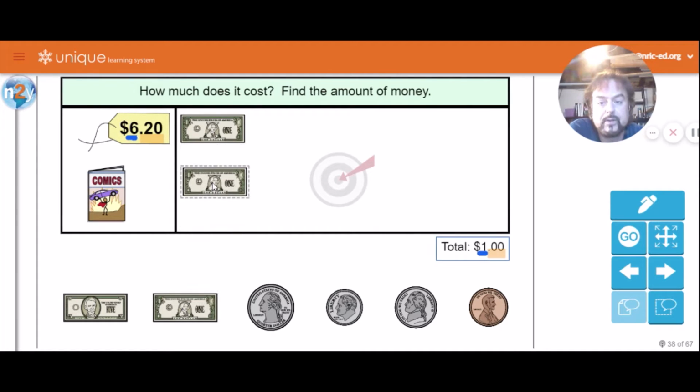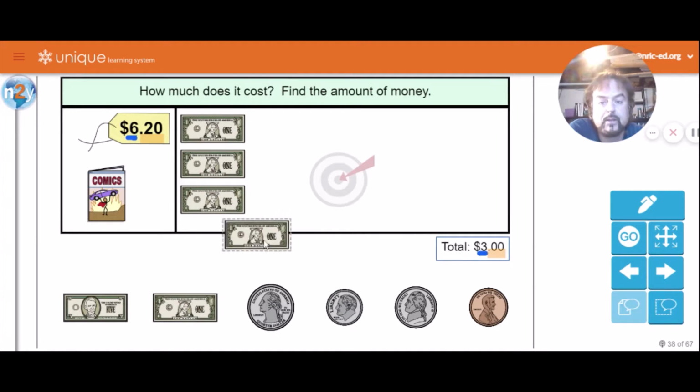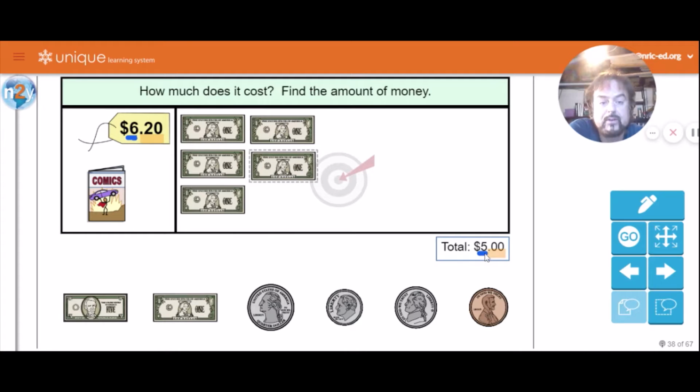We shall move another dollar. Now it's a 2. And another $1 bill. Now it's a 3. And another $1 bill. Now it's a 4. And another $1 bill. Now it's a 5. And one more dollar bill. And now we have 6.